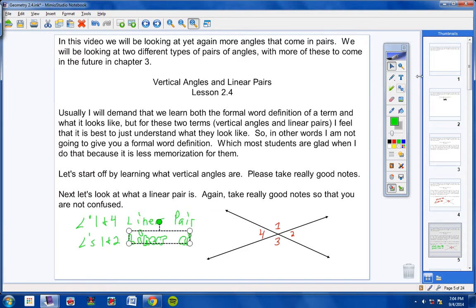And that's not working very well, is it, students? Sorry to waste your time. Hold on one second. There we go. Angles 1 and 2 are a linear pair.